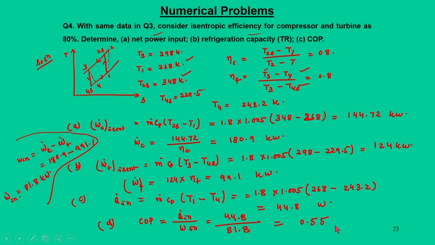So, this means irreversibility has a very detrimental effect in gas refrigeration systems.